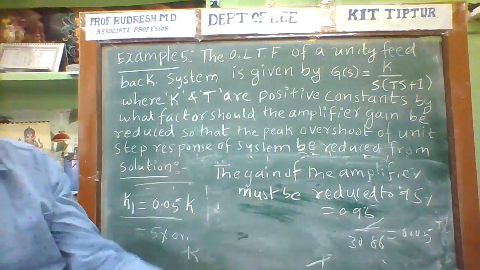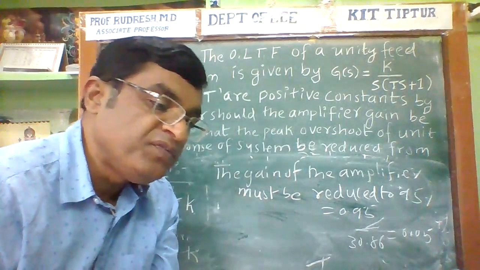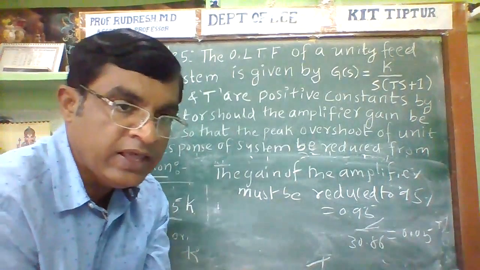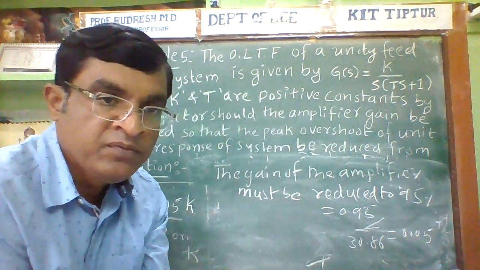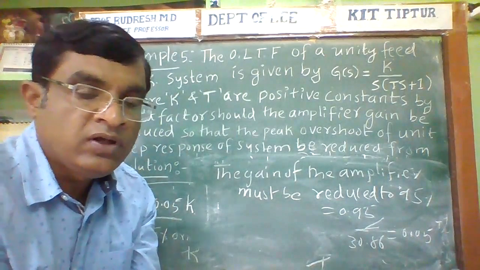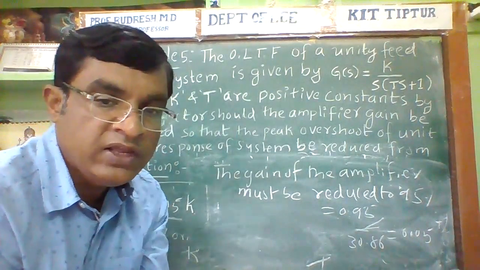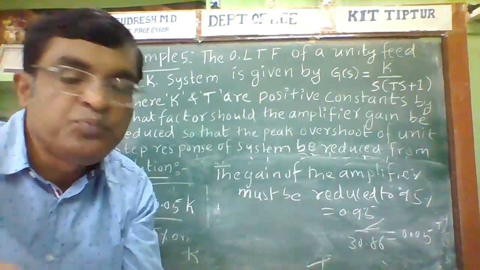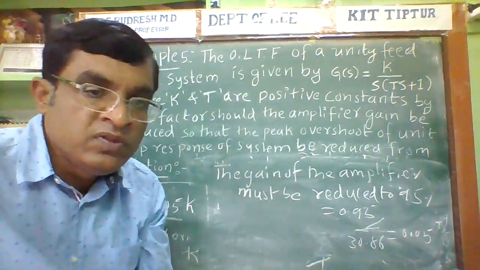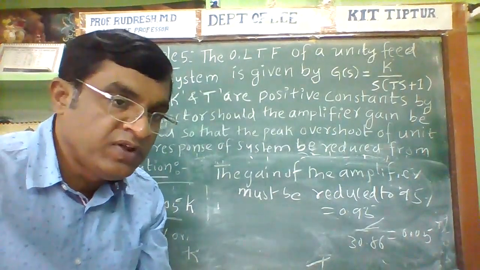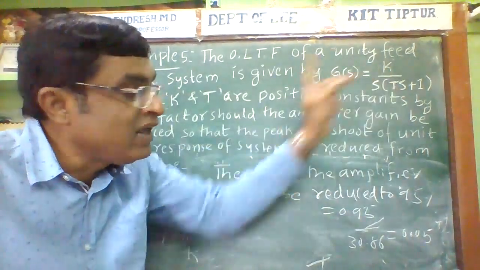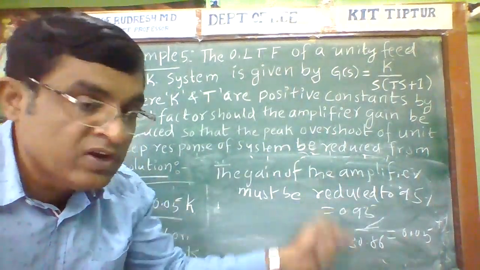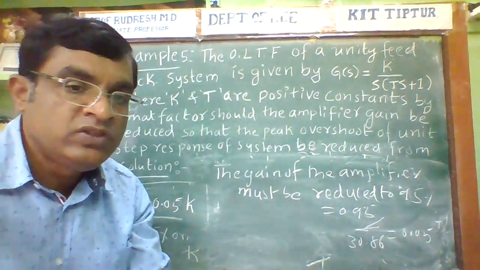The original gain has to be reduced by 95%. If we want to reduce the gain K, taking the new value of gain K, the reduction in gain has to be 95%. When the MP is reduced from 75% to 25%, the original gain K must be reduced by 95% of the original gain. Now this is the answer.